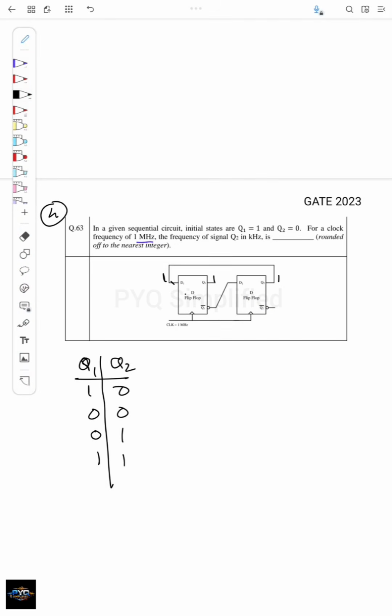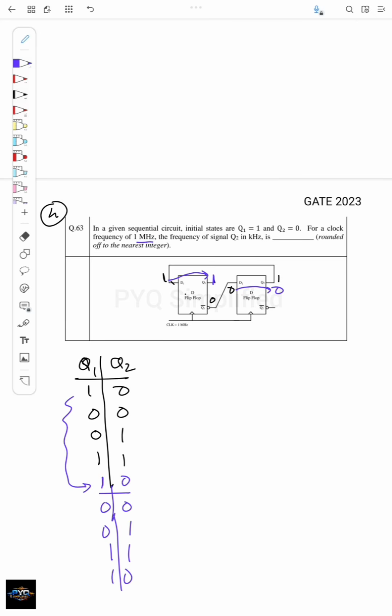Here it is 1, here it is 0, and now in the next rising edge, this 0 will come here, this one will come here. So here it will be 1 0. If you see here, this 1 0 has reached, so this same 1 0 has repeated. Now what will be the next sequence? It will be 0 0, 0 1, 1 1, 1 0. So it will repeat.